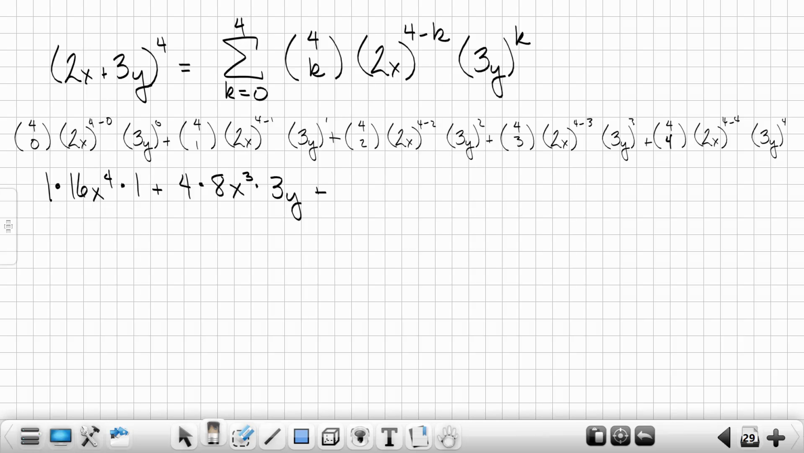So now I'm on 4 choose 2. You got 6 times 2x in parentheses squared, that makes 4x squared. We have 3y in parentheses squared, that makes 9y squared. Plus 4 choose 3, you got 4. 2x to the first power is just 2x. 3y cubed is 3 cubed, which is 27y cubed. 4 choose 4 is 1. 2x to the 0 is 1. 3 to the 4th is 81. Y to the 4th.